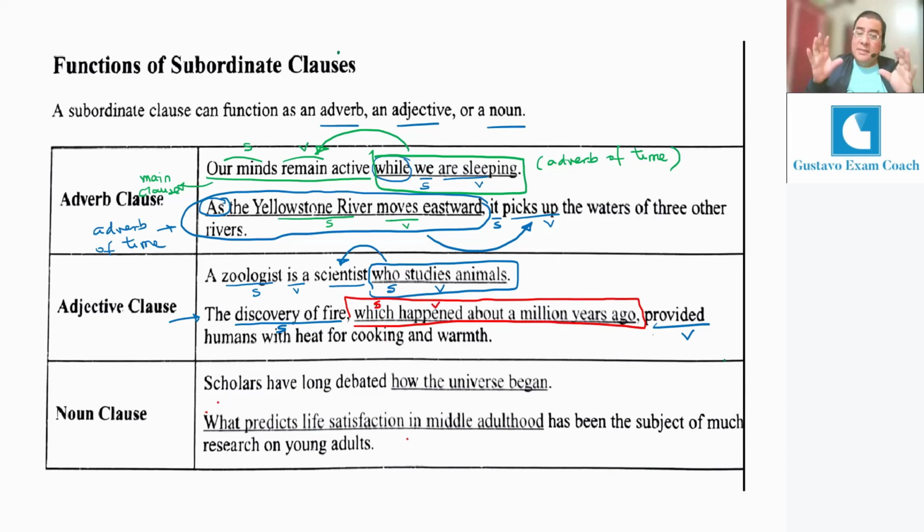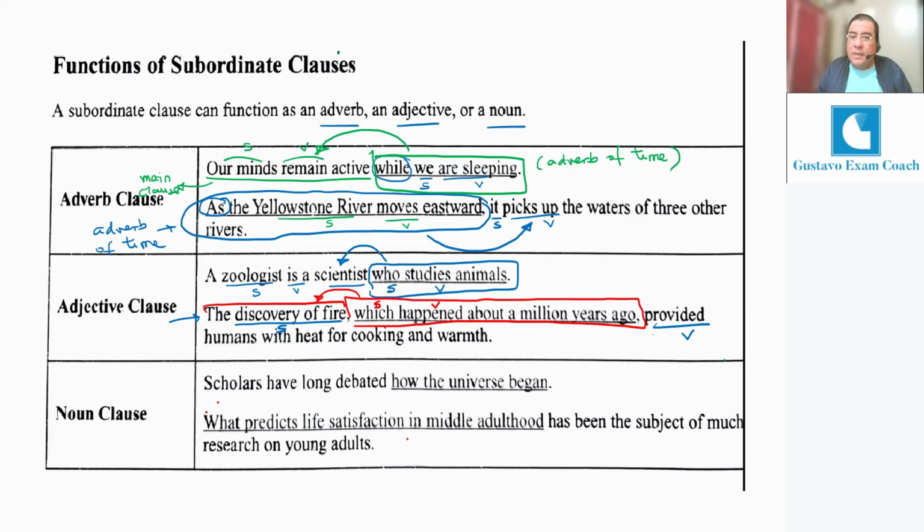But what is this saying within our sentence? It is saying some attribute, some characteristic of the subject of the sentence, the subject of the main or independent clause, the discovery of fire. It is actually describing the discovery of fire. So what was the discovery of fire like? Okay, it happened about 1 million years ago. It is something that we can describe with this clause. The discovery of fire, an event that happened about 1 million years ago, that event provided humans with.